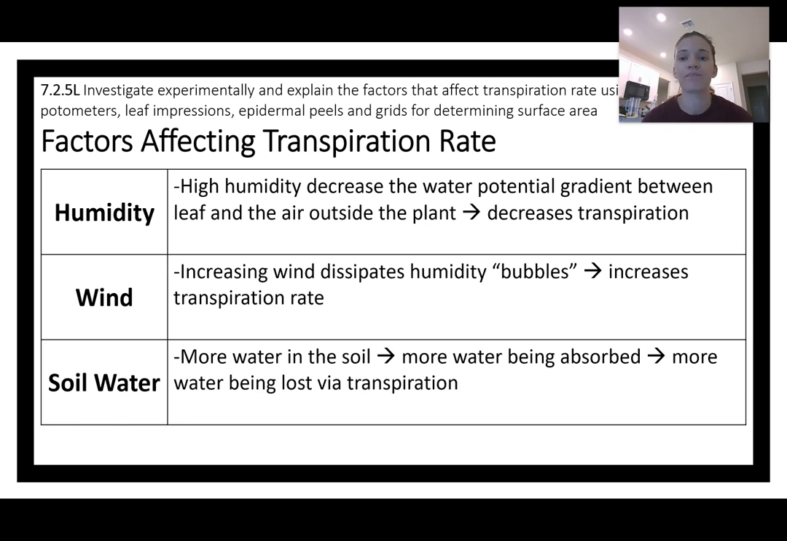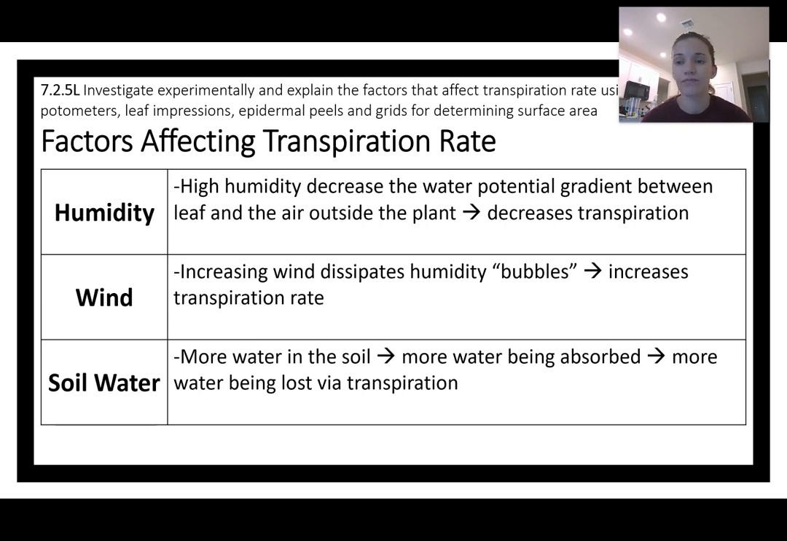Humidity, so humidity is going to decrease the water potential gradient between the leaf and the air outside. If you've got 80% humidity outside of the leaf and 70% humidity with water vapor inside the leaf, then it's not going to move as quickly or as much as if it were really, really dry outside with more water vapor on the inside of the leaf. So humidity decreases transpiration.